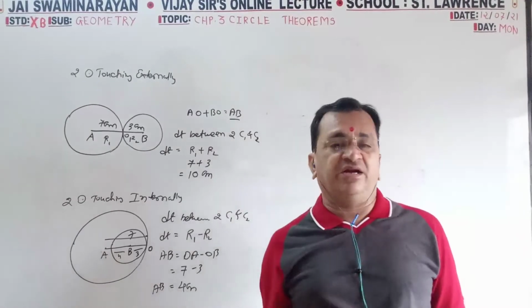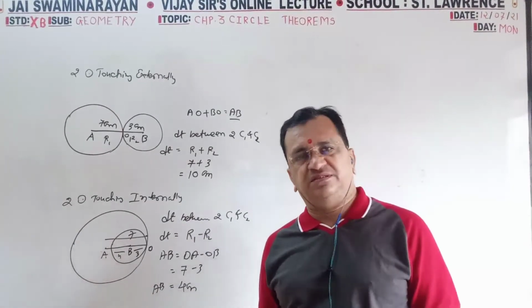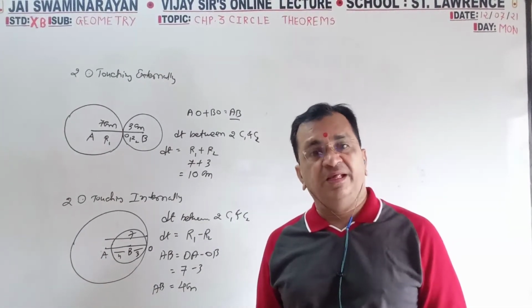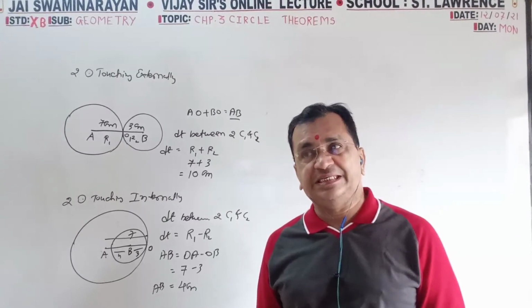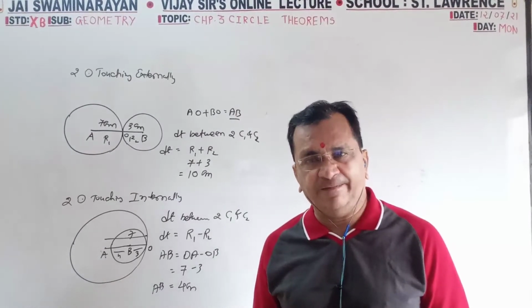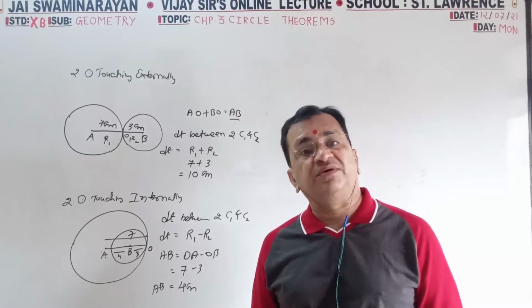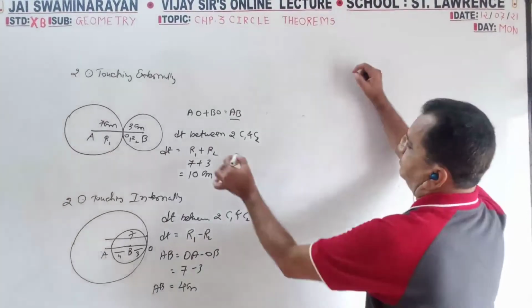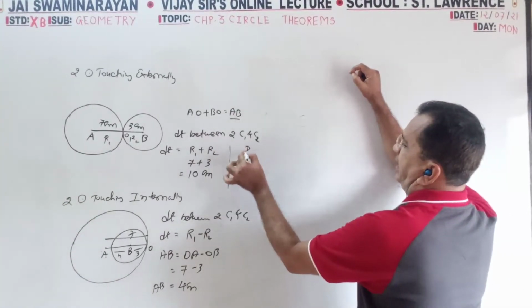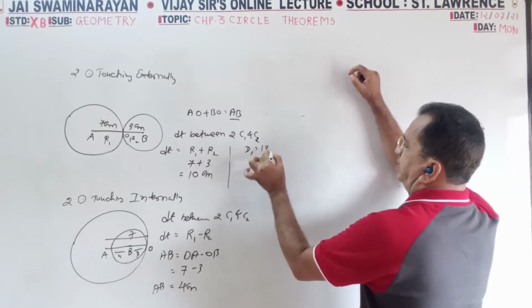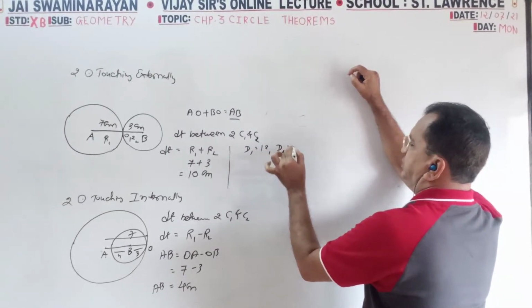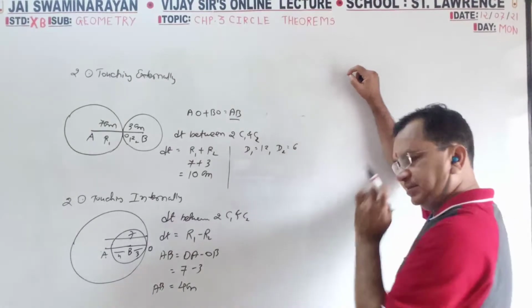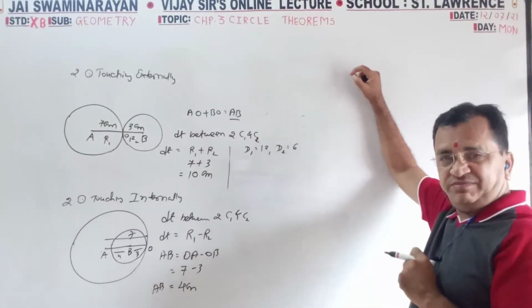Suppose radii are not given. In the exercise questions, there are some questions in which instead of radii, they have given diameter. Diameter 1 is equal to 12. Diameter 2 is equal to 6. Find out the distance between two centers.